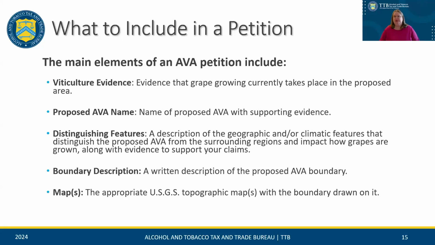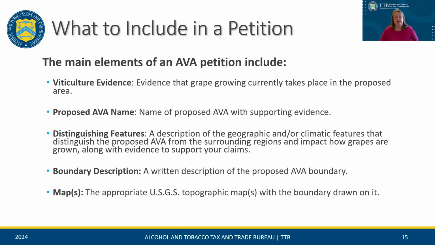So what do you need to include in an AVA petition? It's important to keep in mind that there is no one set format for an AVA petition, but AVAs must include several different things. First of all, they must include viticultural evidence, that is, some evidence that grape growing is currently taking place in your proposed area. You also need to propose a name for your AVA and provide evidence that supports your claim that the area is known by this particular name.